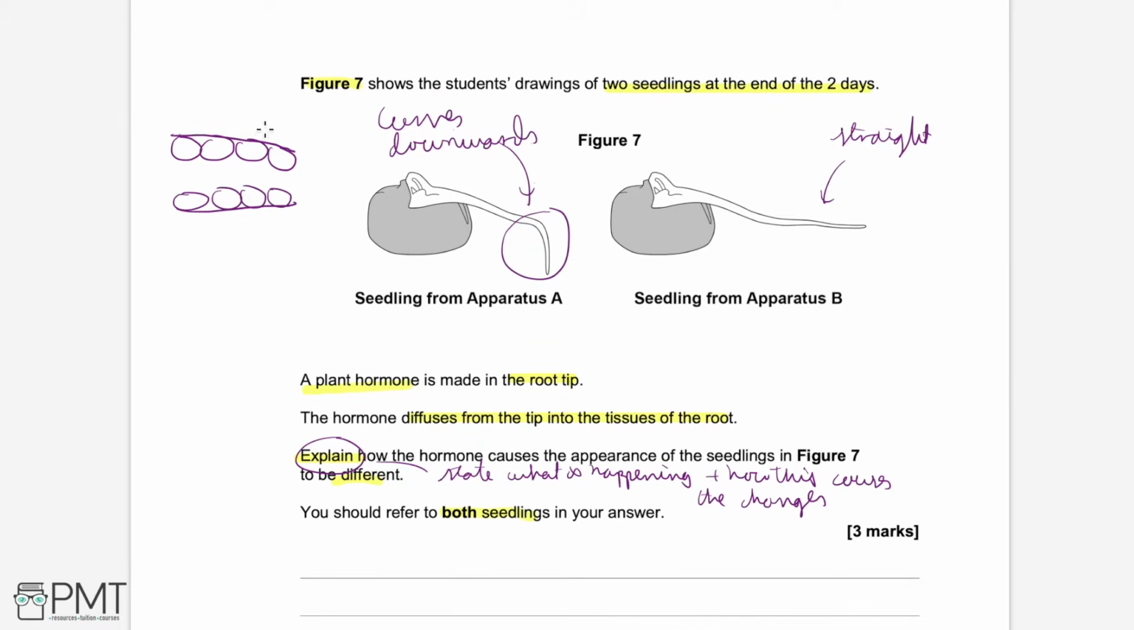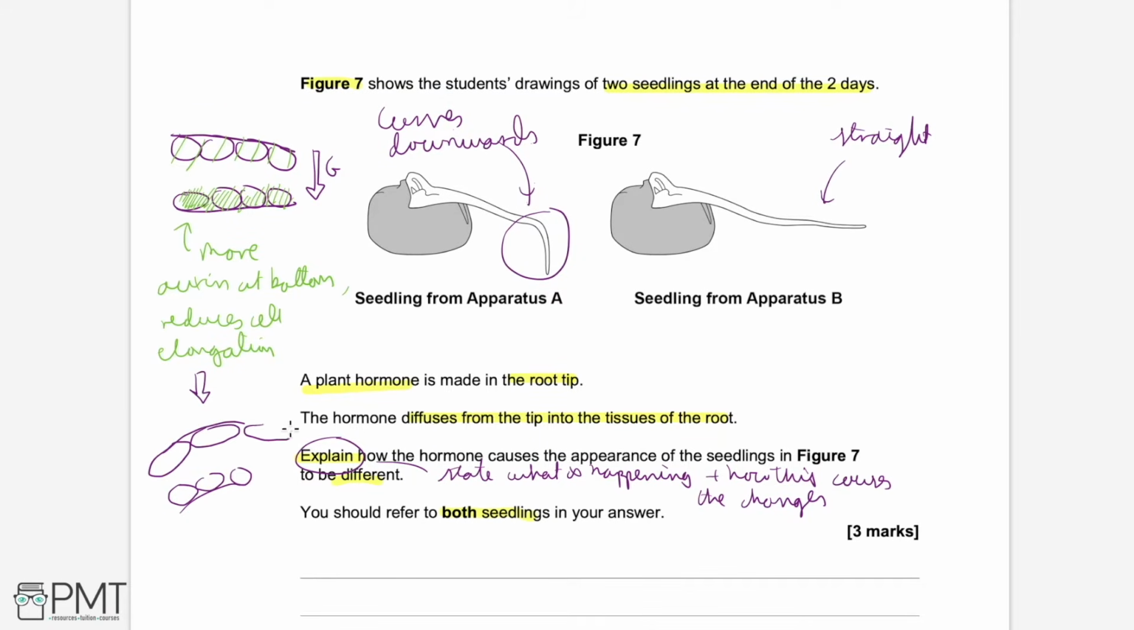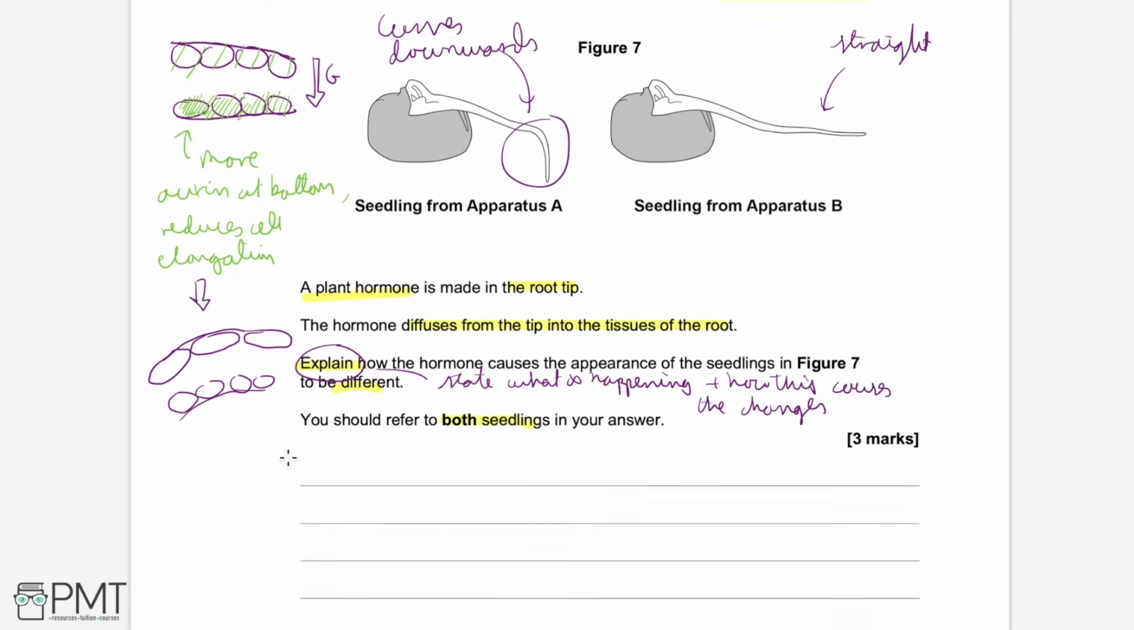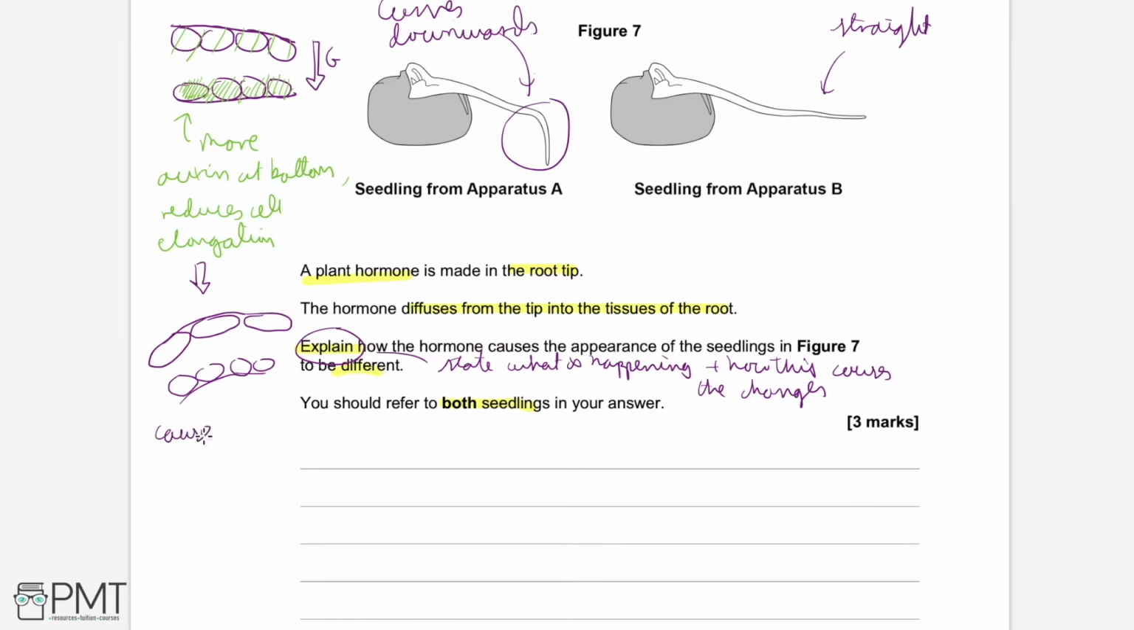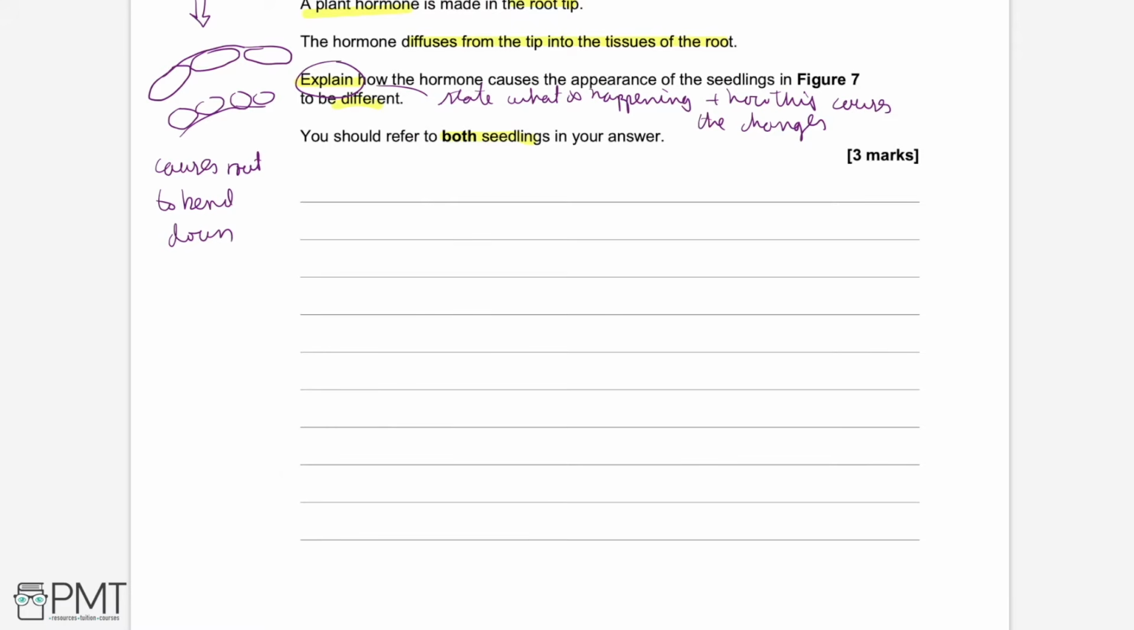If we imagine a root tip here with the upper and lower cells shown, gravity acts downwards, so the auxin produced in the root tip is present in greater quantities at the bottom of the root tip than the top. The auxin reduces the cell elongation. Thus, cells at the top elongate greatly more than those at the bottom. This causes the root tip to bend due to the uneven rate of growth of cells. Let's write our answer using this information.